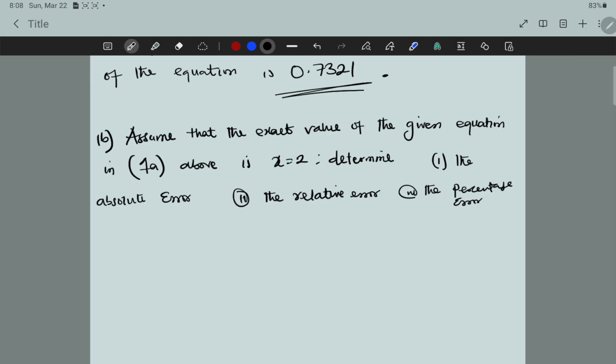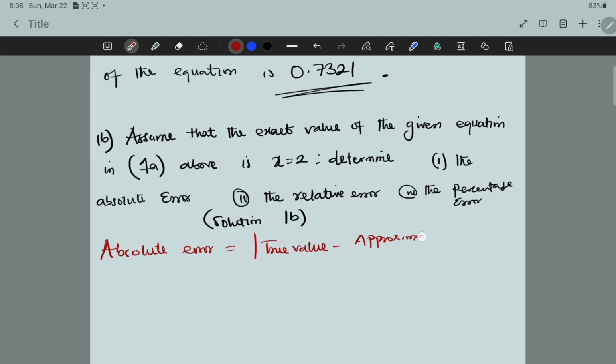So it says determine the absolute error. What do we know about absolute error? First of all, let's solve the solution to 1a, solution to 1b. What do we know about absolute error? We found out that absolute error is equal to the true value minus the approximate. Is that not what we know? Yes, that's good. Minus the approximate.